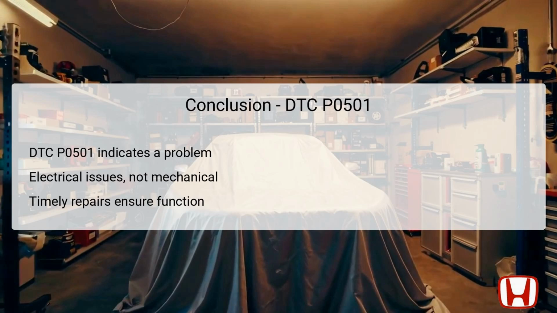cause of the problem. After making the necessary repairs, validation through a detailed check and test drive ensures the vehicle is operating correctly. By implementing a preventive maintenance plan focused on the electrical integrity of the CVT system, vehicle owners can avoid future occurrences of DTC P0501, keeping their Honda Accord in optimal condition.